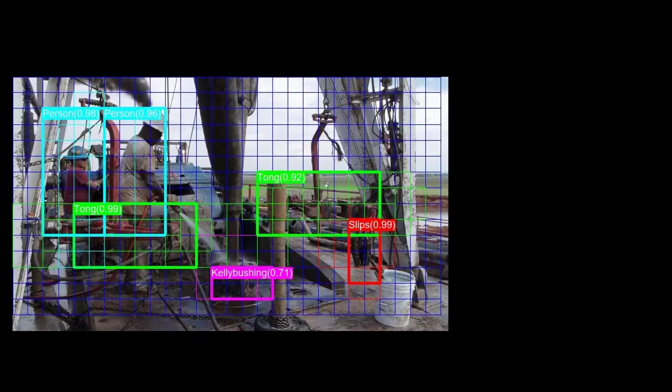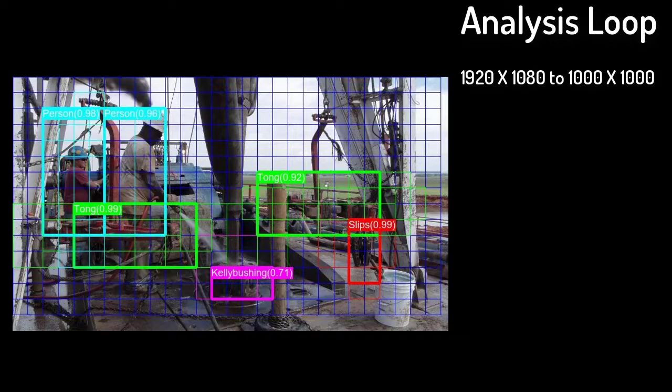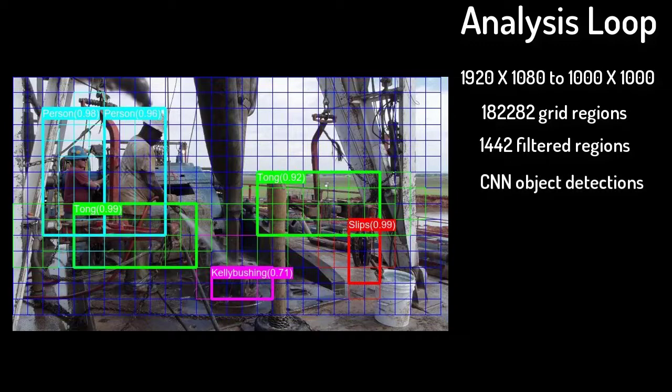So this sounds like a lot of processing steps, and you're probably asking yourself about how long all this takes. Let's go through the example of the drill rig videos that we'll analyze later. So there we start with the HD video image that's 1920 by 1080. We first resize it down to 1000 by 1000 pixels. Then we apply our grid engine, which creates about 100,000 region proposals. Then our geometry filter reduces that down to about 1400 regions. Then the convolutional neural network analyzes each region, returns the object classifications, and then we combine any overlapping detections.